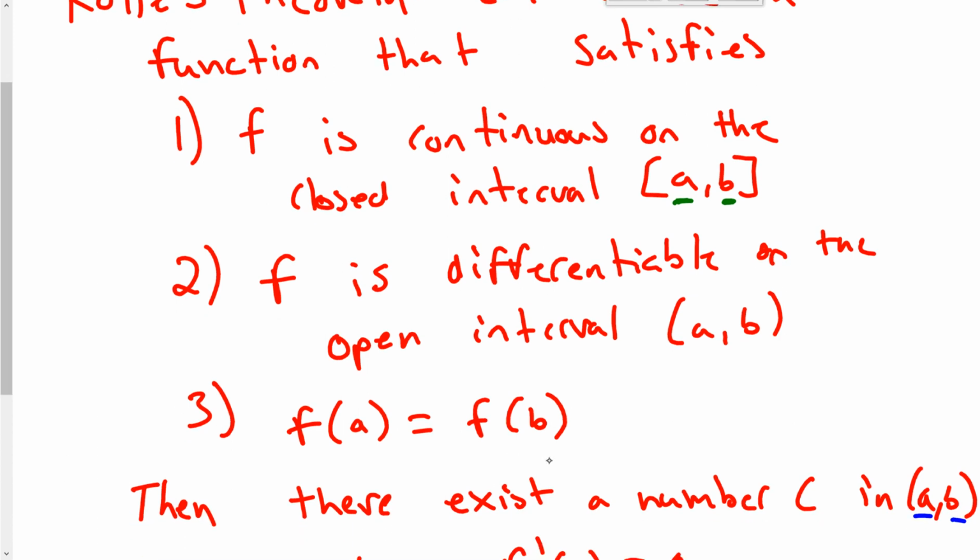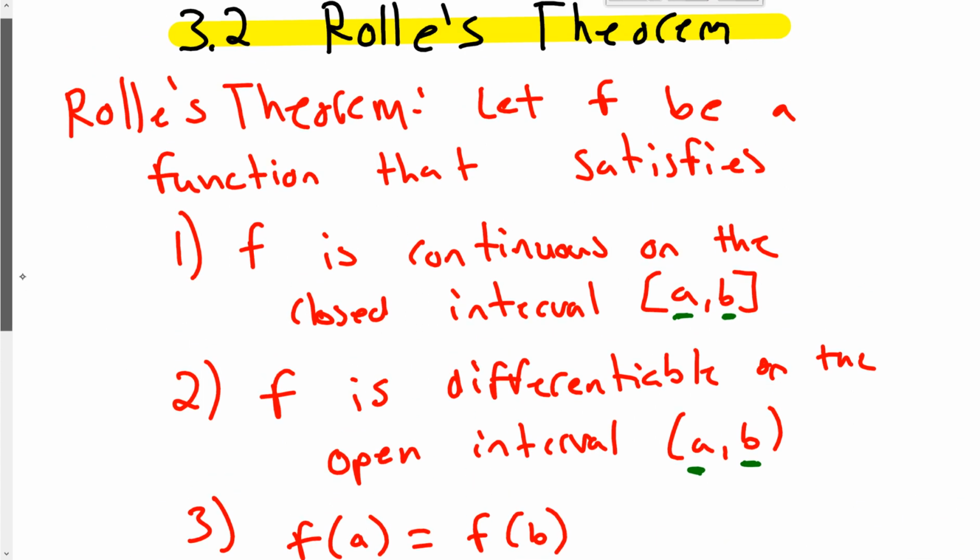is f of a has to equal f of b. That means your y values, when you plug these x's into your original f equation, will be the same. So you have to meet those three conditions. Whenever you have a polynomial, you can say it's continuous, because I can plug anything into the domain and get an answer out. So it's going to be continuous.